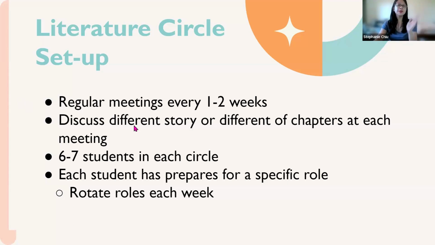So for each meeting, you can have the students discussing a different story, or if you're reading a longer text, a longer book, different chapters for each meeting. Each group should have about 6 to 7 students in the circle, with each student preparing for a specific role. This allows the students to learn from each other, see how others, quote unquote, perform the role, and practice different skills that are necessary for both literary analysis as well as discussion. And then, of course, you rotate the roles each week or with each meeting.